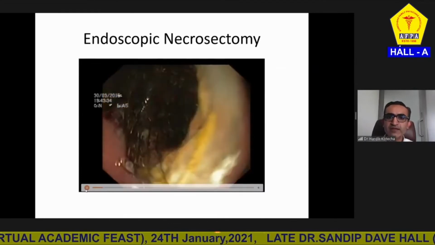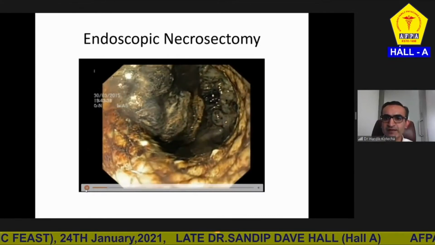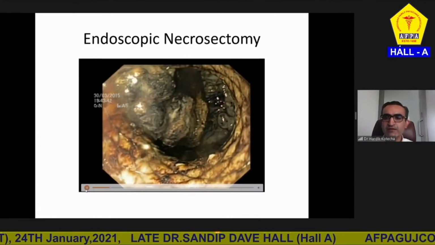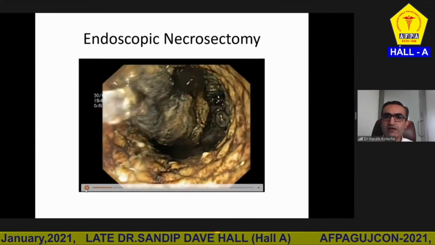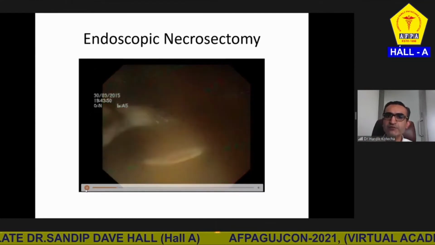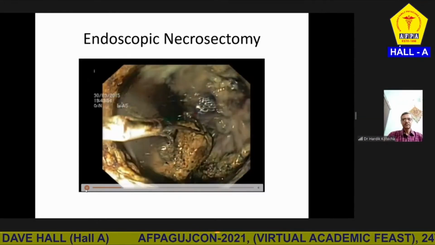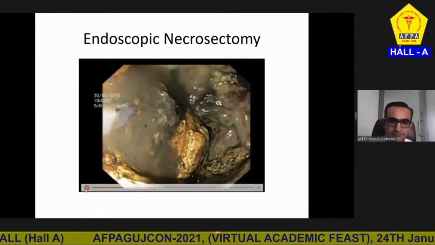And for this, previously surgery was required to manually evacuate all these things. So this same thing we can do. We can pass the endoscope into the retroperitoneum through the stent, remove all the debris. It may require 2 to 3 sessions, but this doesn't require general anesthesia. Just a sedation is done and the patient can be followed as an outpatient. So we did 2 to 3 sessions of endoscopic necrosectomy.